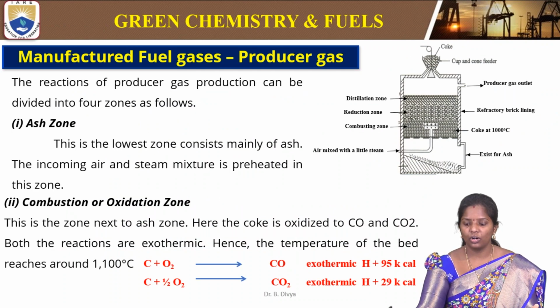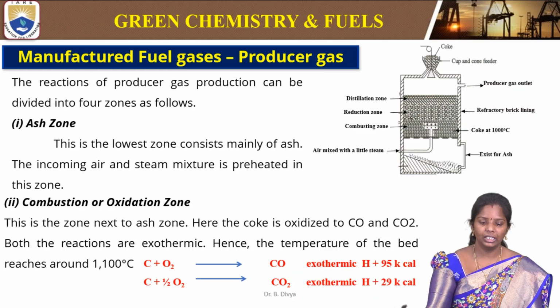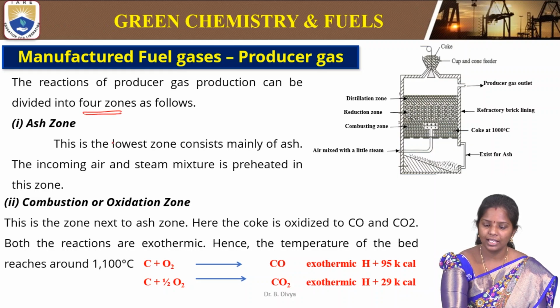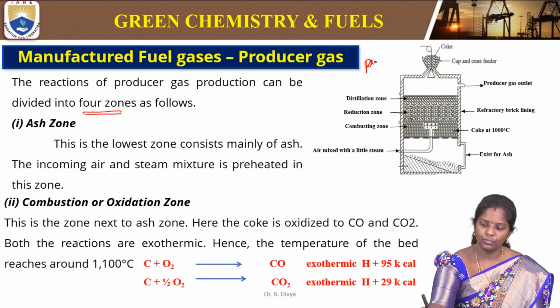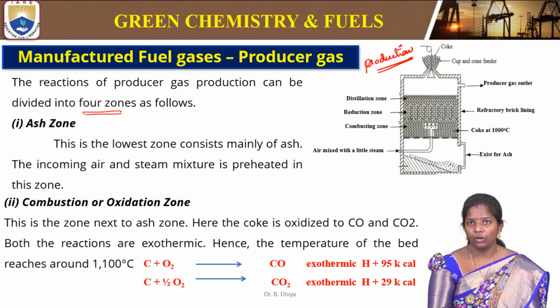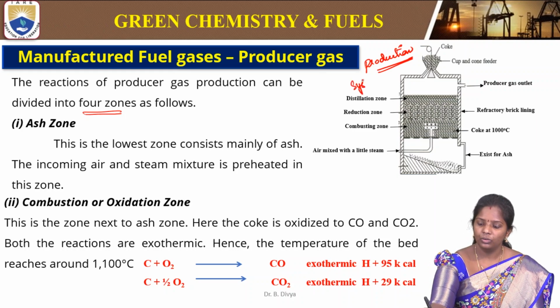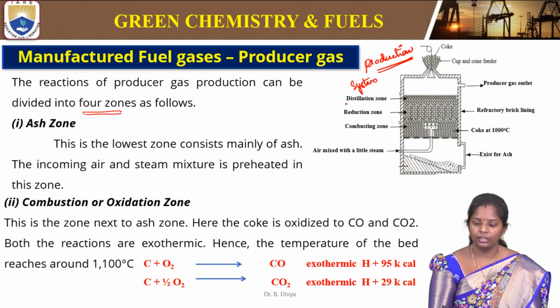So the reactions, what are really going on during the production of producer gas? We will see in detail. This is a producer gas production system. It has some zones, and there are different reactions going on. So how are the reactions really happening?